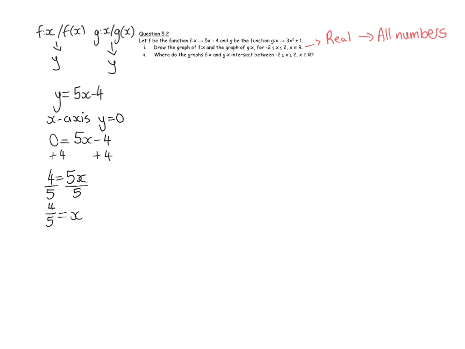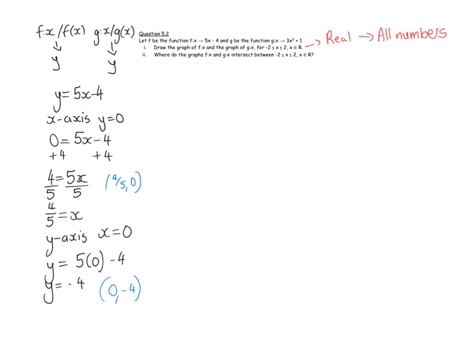So the point then, I'm just going to write in blue, we have is 4 over 5, 0. And then the next one we have is when it crosses the y-axis. And when it crosses the y-axis, x is equal to 0. So we'll get y is equal to 5 times 0 minus 4. So y will equal minus 4. Then the point we have for this is 0, minus 4.